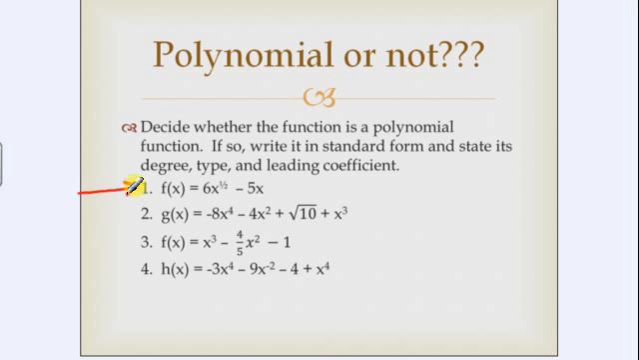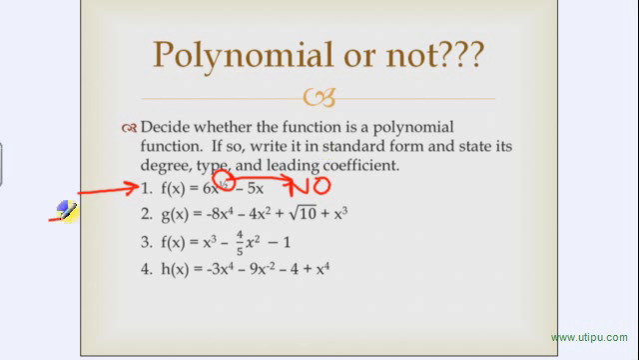Function number 1, polynomial or not. We'll look back at our various properties for polynomials. It says the exponents have to be whole numbers. And right here I see an exponent that's not a whole number. So that means it's not a polynomial.